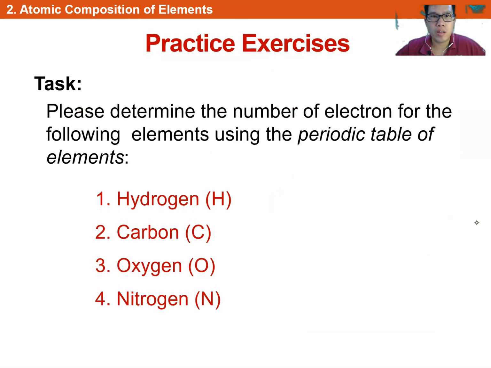So please determine the number of electrons for the following elements using the periodic table of elements. If they have one proton, basically they will have one electron. So for hydrogen over here, if it's one proton, there will be one electron. Okay, let's try.